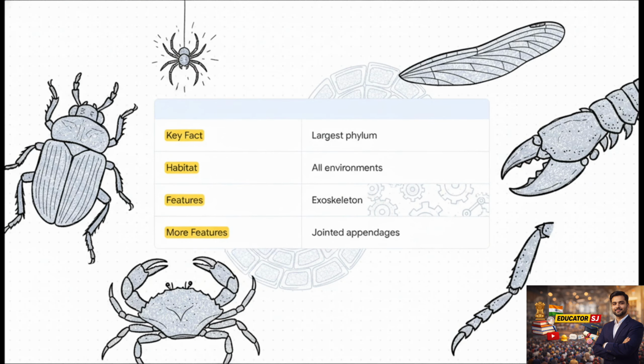And here they are, the undisputed champions of the animal kingdom, phylum Arthropoda. We're talking insects, spiders, scorpions, crabs, lobsters, the list goes on and on. They are by far the largest phylum on the planet, and their wild success comes down to two killer features: a tough protective exoskeleton that's like a suit of armor, and those amazing jointed appendages that can be modified into legs, antennae, wings, claws, you name it.